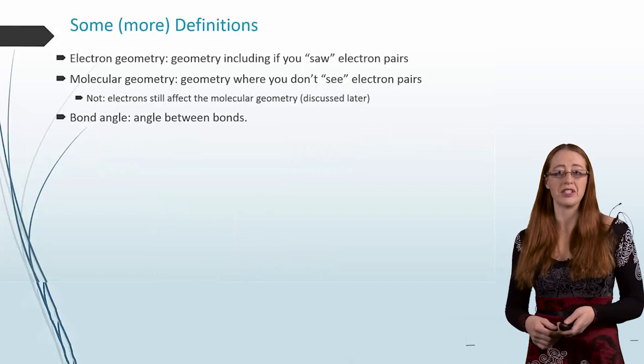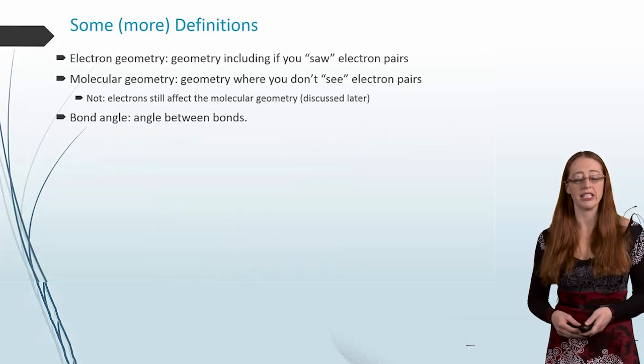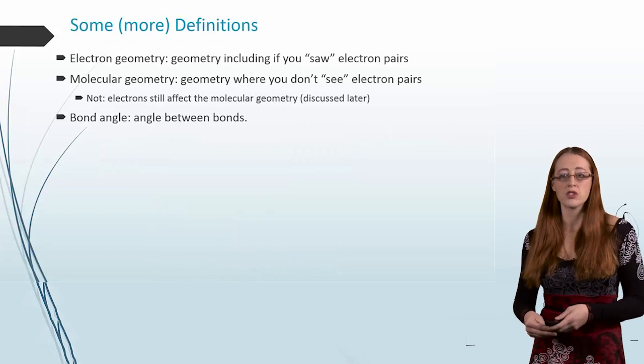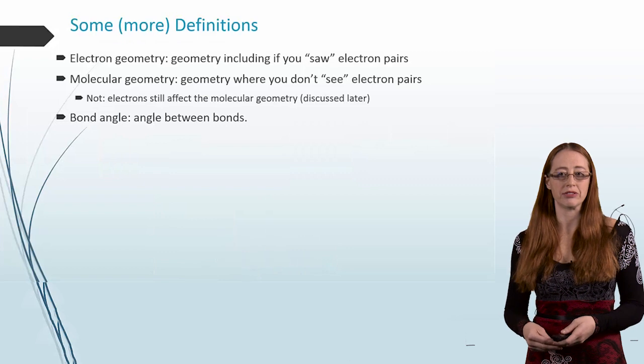Now a few more definitions. Today we're going to focus on when our electron and our molecular geometries are the same, and then in the next lecture we'll talk about when they're different. So don't let the fact that they happen to all be the same today be confusing. These are actually very different topics.